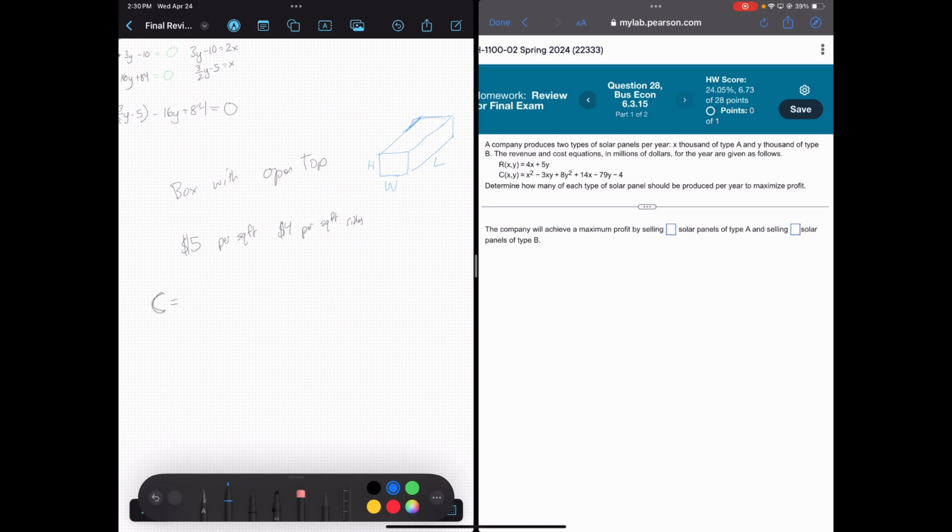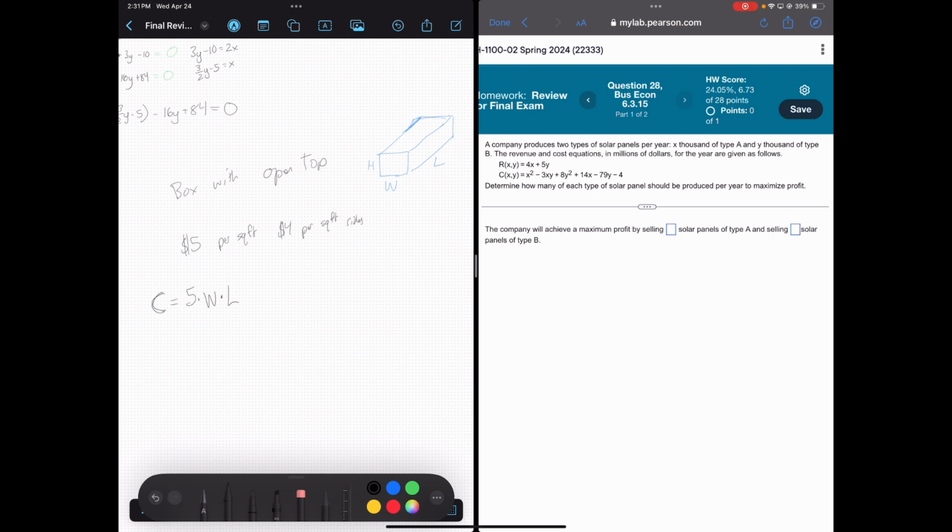Well, how big is the base? Since it's $5 per square foot, how many square feet is the base? I don't know yet because I don't know the dimensions, but how would you calculate the area of the base? Width times length. So it's W times L that gives me my base, and it's $5 for every square foot. So I'm going to multiply that by 5.